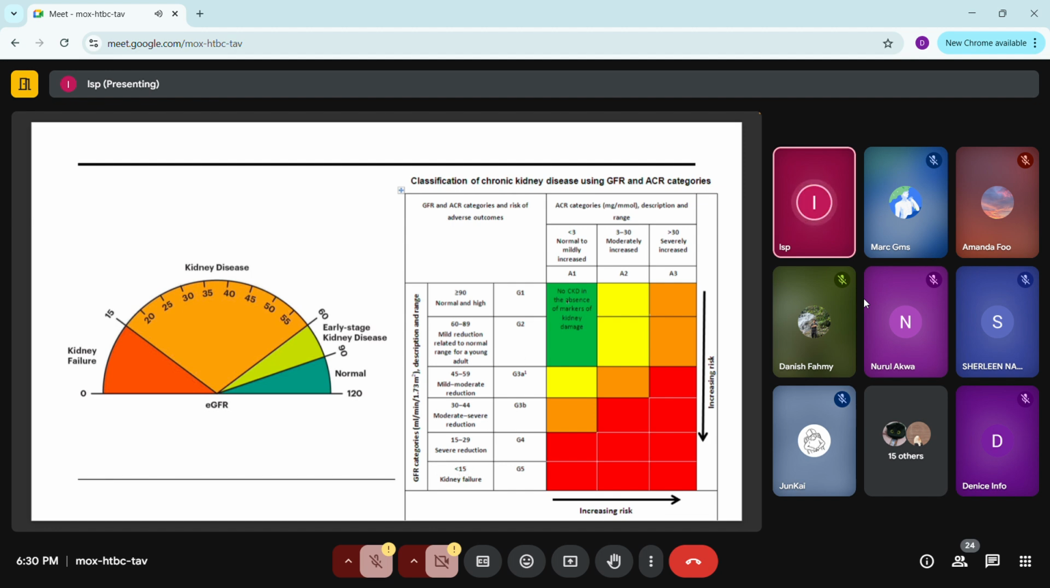We usually pick up patients when they have mild disease, when they're in stage 2 or stage 3, so that we can do some intervention. So the referral is usually done when the patient reaches around stage 2 and stage 3. When they're in advanced disease, usually the referral will be for renal replacement therapy rather than intervention to improve kidney function.